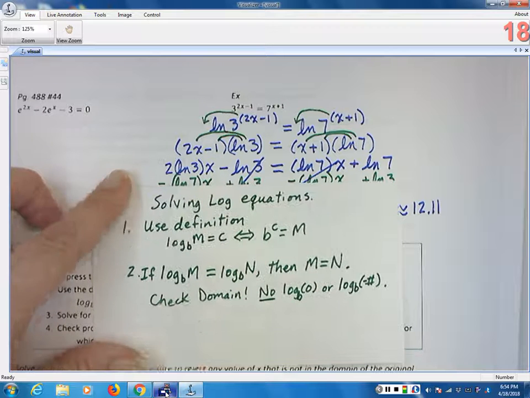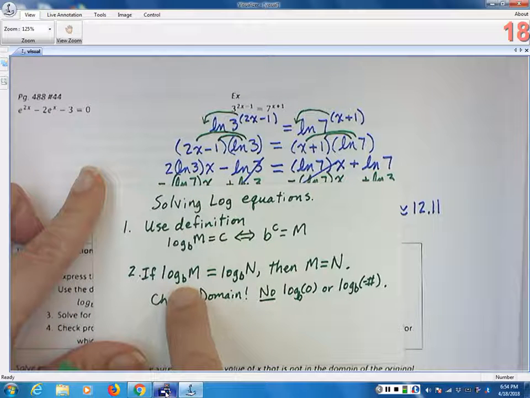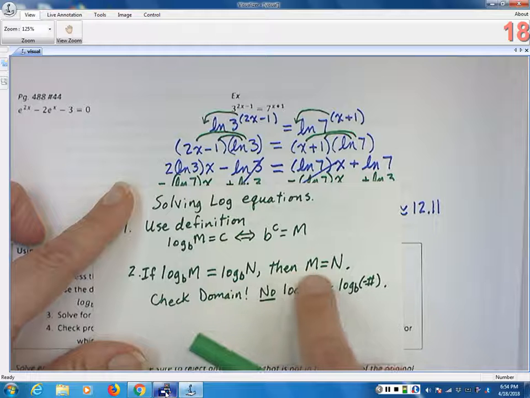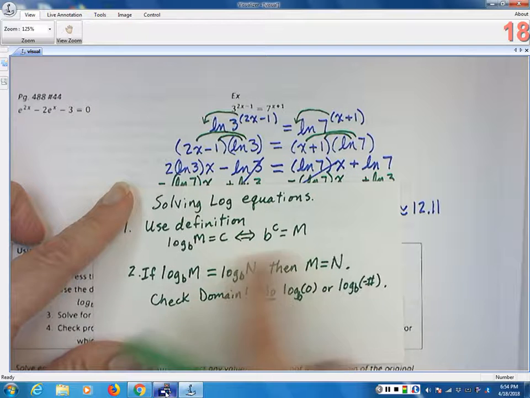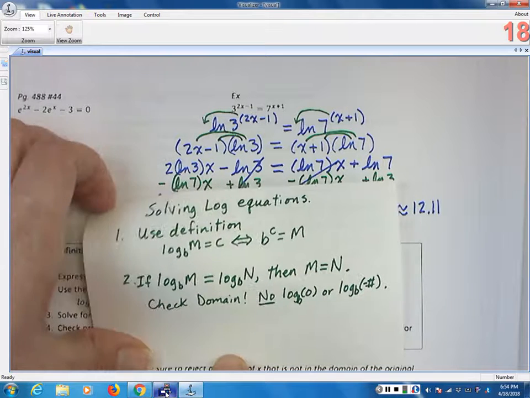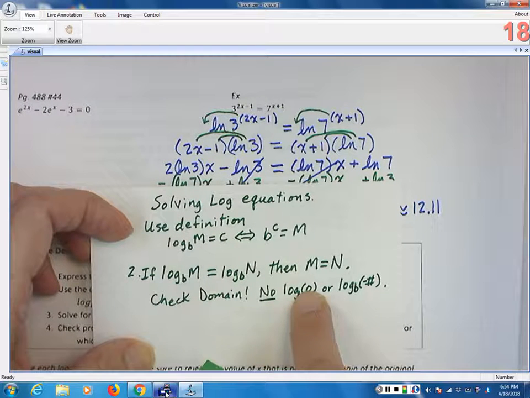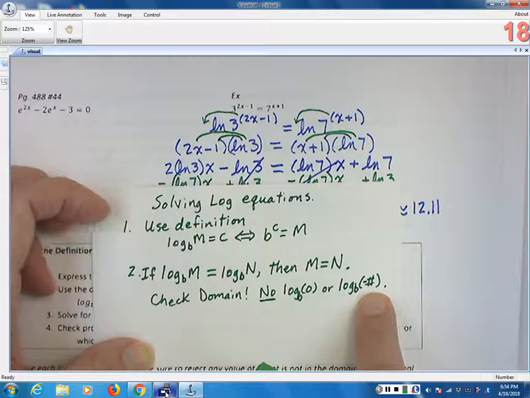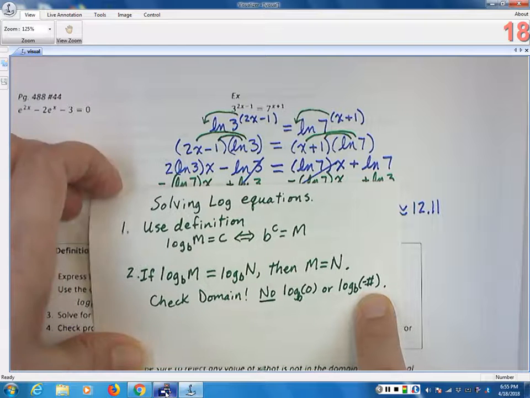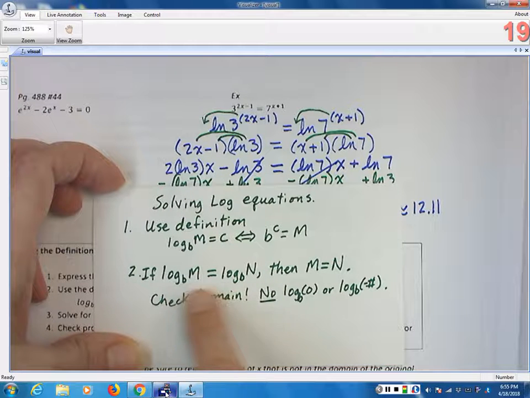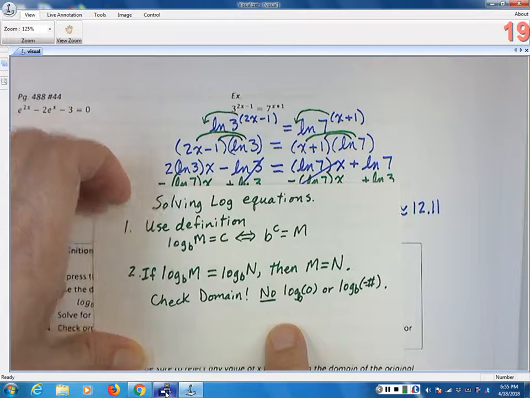That's the first way, and the other way is if we can get the log of the same base of a single thing. A single log equals a single log, same base. Then we can let m equal n. And you can also go the other way. Okay. And check the domain. Remember, there's no logs of zero, and we can't take logs of negative numbers. So this is basically the two ways to solve log equations. We either use the definition, or if we can get a log equals a log of the same base, we set these equal. Solve. Okay?